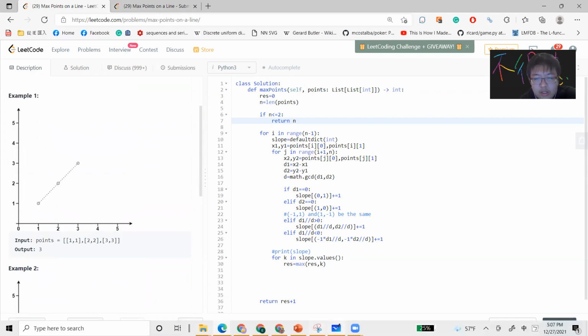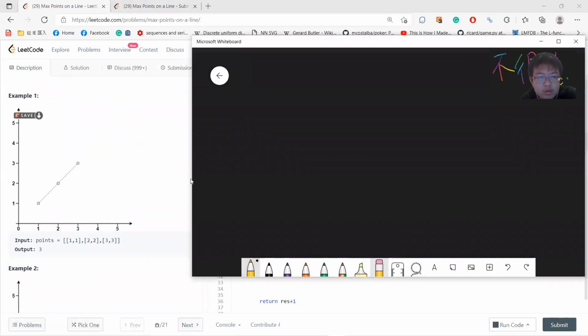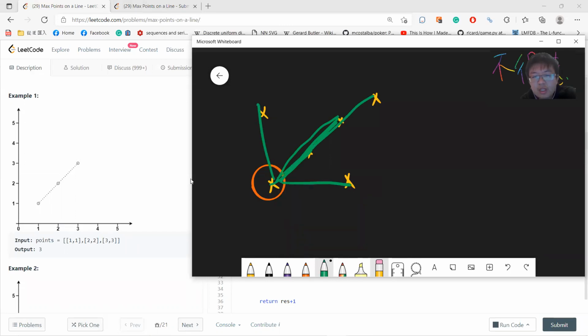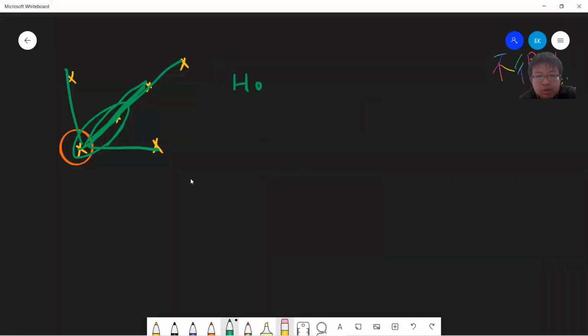The idea is the following. Let's suppose you get all these points, and you take each point one by one and iterate over all the slopes. If the slopes are the same, then you just add it. So you need a map, a dictionary, to remember the slope. The idea is how to remember a slope.